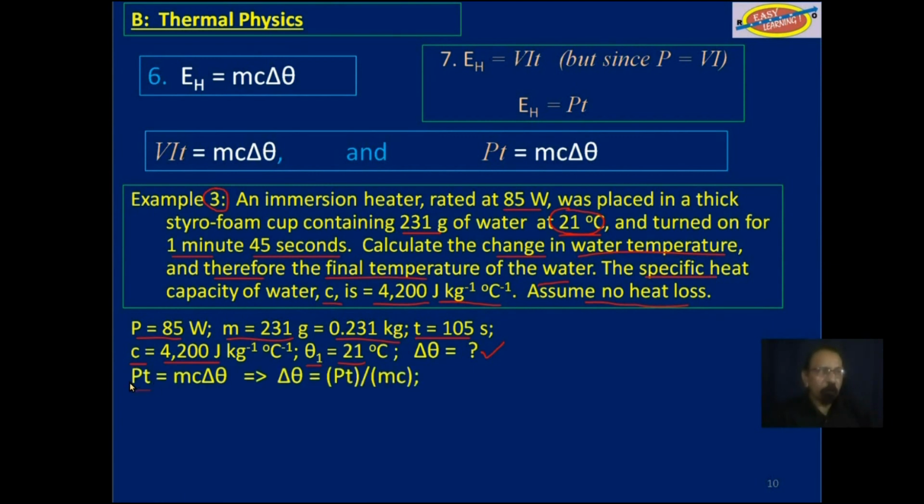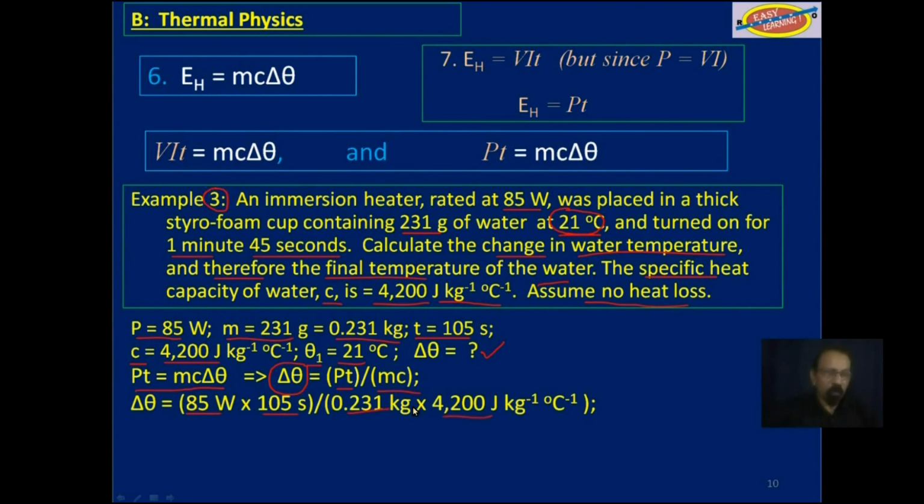So we use the formula PT is equal to MC delta theta. We change the formula around to make delta theta the subject, and so we get delta theta is equal to PT divided by MC. We substitute the numbers we are given. We know the power, we know the time, we know the mass, we also know the specific heat capacity of the water. And once we work that out, we get 9.199 degrees Celsius.